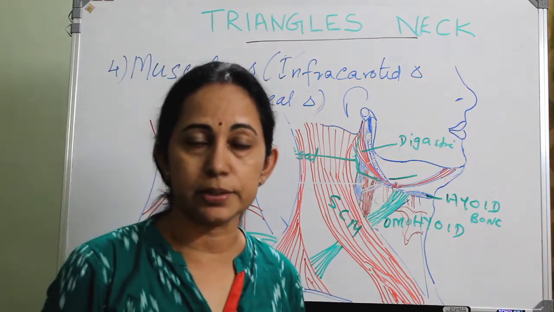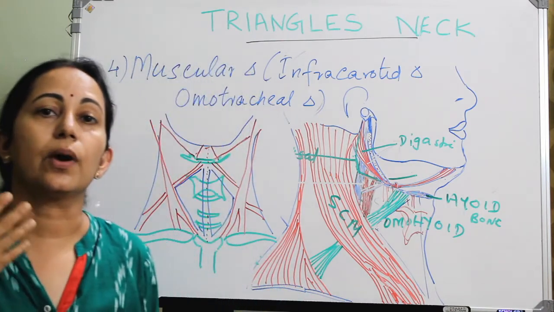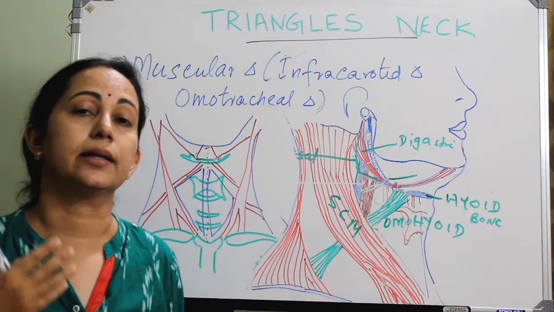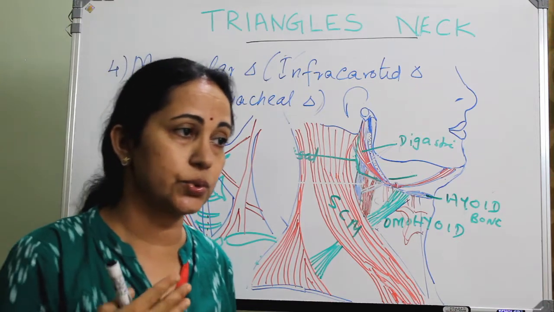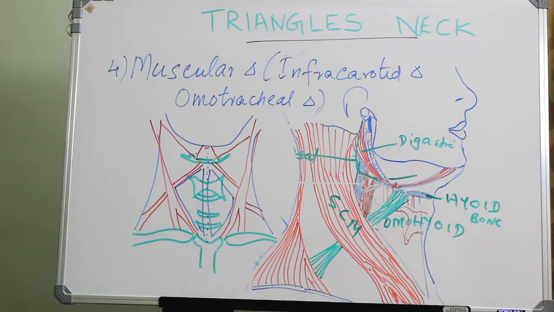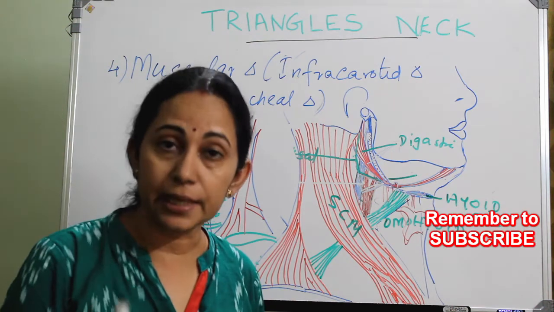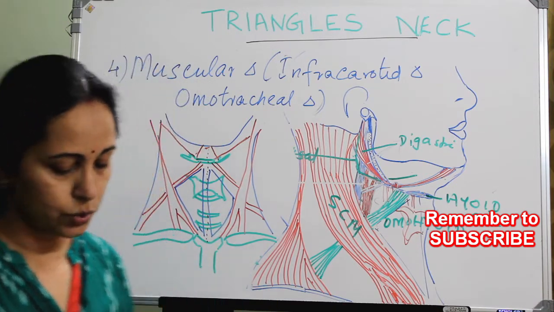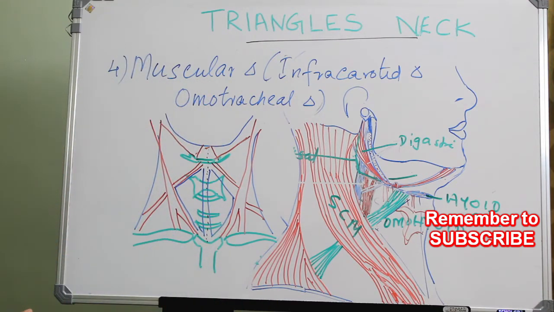So they are the boundaries, and superficially, as for all other triangles, you have skin, subcutaneous tissue, and the investing layer of deep cervical fascia. And what are the contents? As the name suggests, this muscular triangle contains mainly muscles. So what are the muscles attached to that?